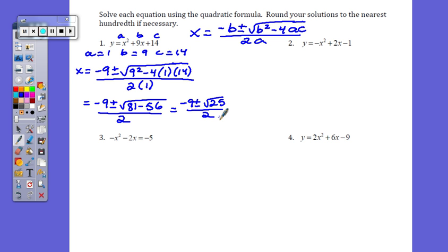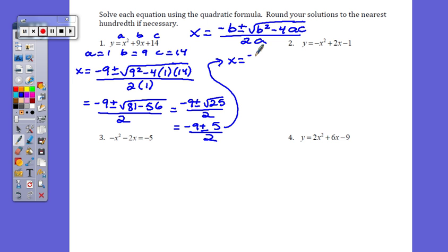Okay, now what's nice about this is the square root of 25 is nice and easy, right? We don't have to really simplify that. We know that's 5. So negative 9 plus or minus 5, divided by 2. Now I need to actually get what x is equal to, so I'm going to solve each one of these separately.